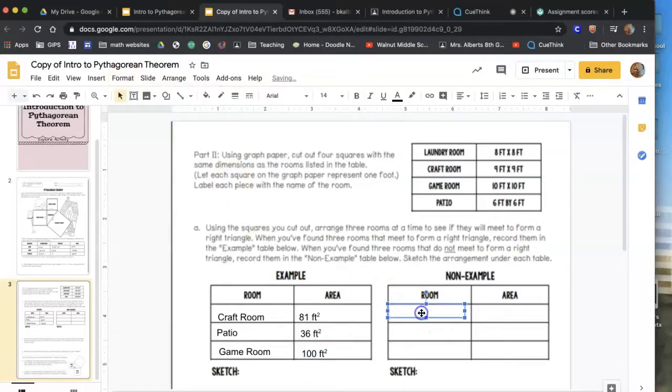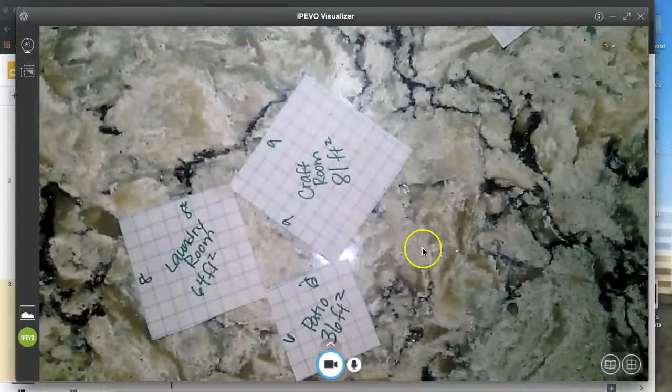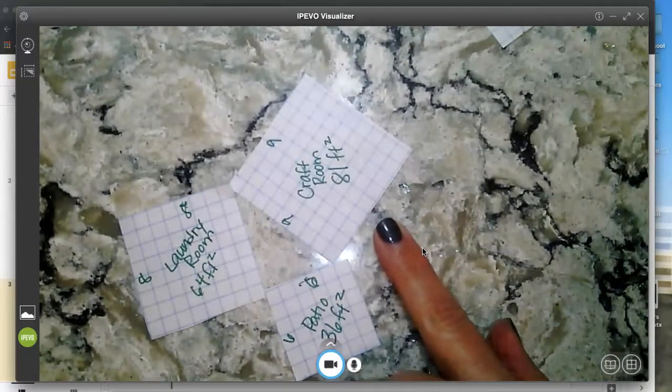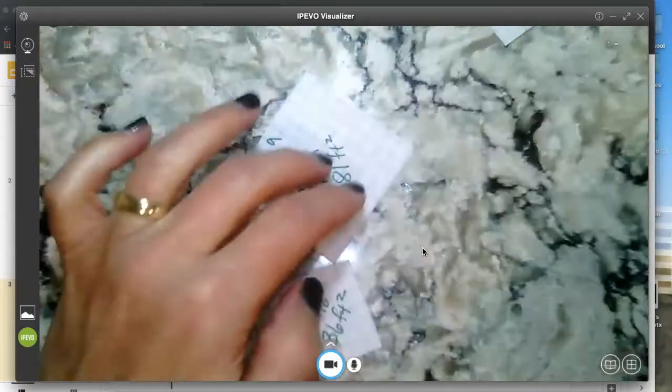Okay, well, we found several combinations that didn't work. So even if you took out one of these, see clearly that doesn't work. What if we tried the laundry room and the craft room? See, that combination works. So if we tried laundry room, patio, and craft room, those work. So that could have been another combination you used for an example of a right triangle.